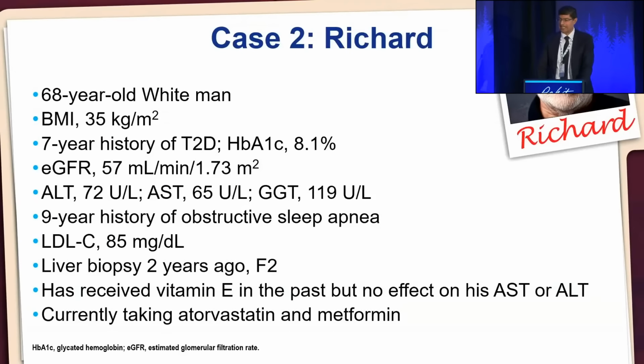So we're going to look at our second case, Richard, a 68-year-old white man, body mass index of 35 kg per meter square, 7-year history of having type 2 diabetes, hemoglobin A1C is 8.1%, eGFR is 57, and serum ALT 72, AST of 65, GGT of 119, 9-year history of obstructive sleep apnea, LDL cholesterol is 85. Liver biopsy 2 years ago showed stage 2 fibrosis. This patient has received vitamin E in the past, but no effect on his AST or ALT, currently taking atorvastatin and metformin.